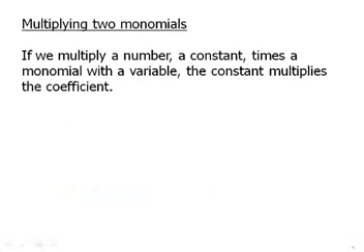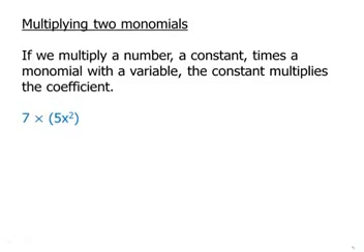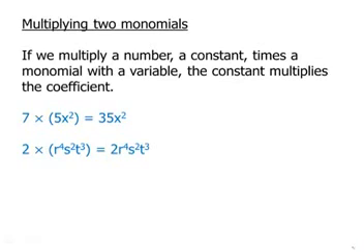All right, so now we can start talking about multiplying. If we multiply a number, a constant, times a monomial with a variable, the constant multiplies the coefficient. So for example, 7 times 5x squared, that's just going to be 35x squared. We're just going to multiply that constant times the coefficient. 2 times r to the 4th, s squared t cubed. Well, the coefficient is 1, so it would just be 2 times 1. It would just be 2 times that same combination of variables.